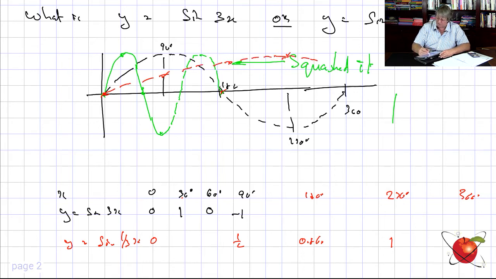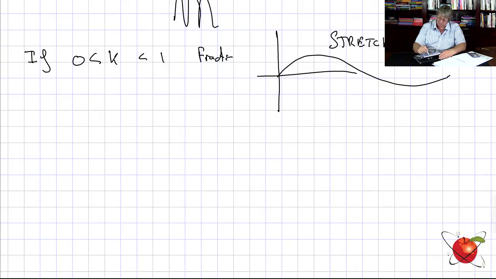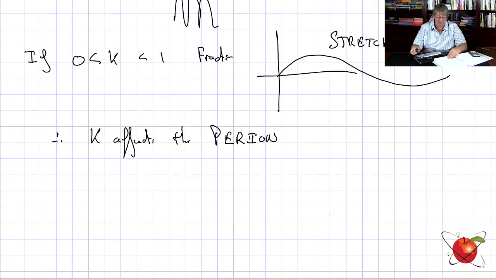Okay, so therefore, this is what we do. We stretch it out. Okay, so we pull the period. Therefore, we can say K affects the period, can't we? Amplitude, we've done all that. K affects the period.